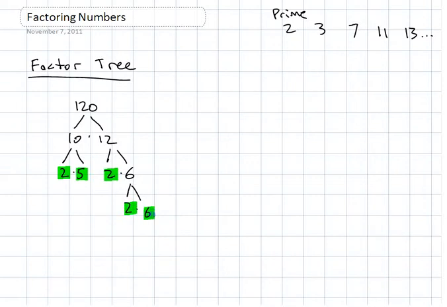Oh, what did I write there 6 for? What was I supposed to write here? I made a mistake. 3, right? I think I said 3, but wrote 6.